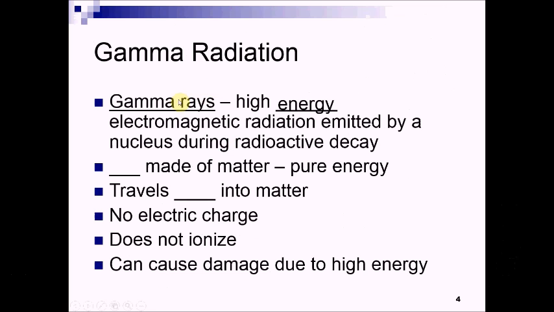Alright, gamma radiation. Gamma radiation is sort of pure energy. It's very high energy. It's electromagnetic radiation. It is not considered matter. It's just a form of energy, like light. It's a type of light. It would travel deep into matter. Doesn't have an electrical charge, so it would not ionize. But since it is still very high energy, it could cause damage. We talked about how gamma radiation can be used for cancer treatments, can be used to kill bad cancer cells.